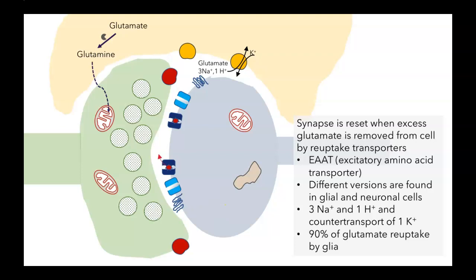I hope this step-by-step walk through the events that occur at a glutaminergic neuron will make you appreciate the complex processes that are necessary in order for you to think and learn.